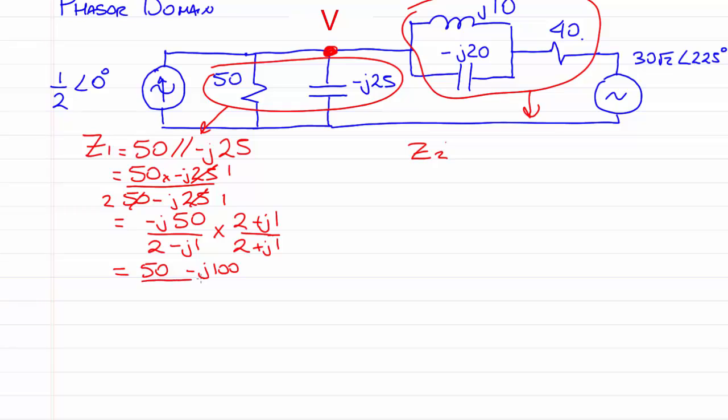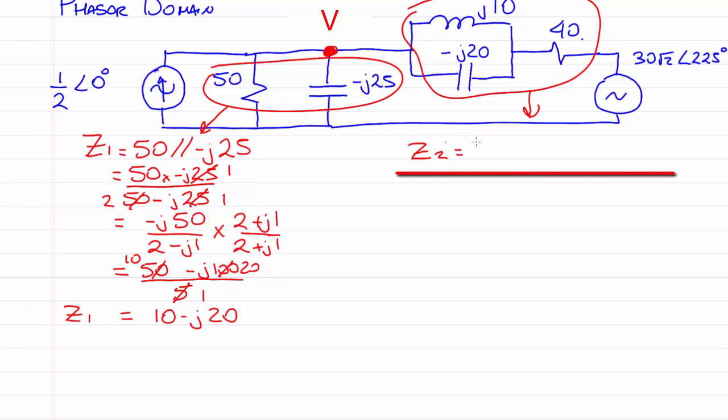When I multiply complex conjugates, I get a strictly real number on the bottom. 2 times 2 is 4, plus 1 times 1 is 1, so 4 plus 1 gives me 5 on the bottom. So 5 out of here, leaving me 10 there and 20 there. I'm left with 10 minus j20 for Z1.